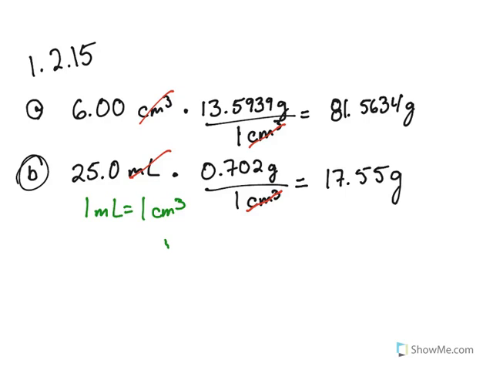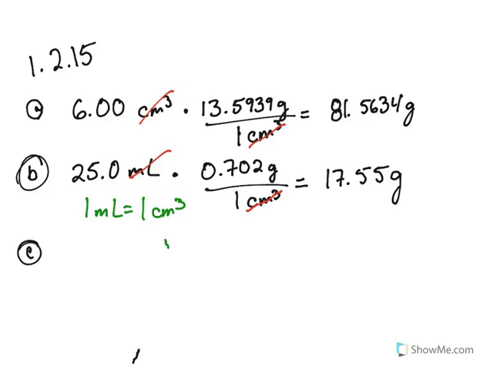Now, with both of these questions, you can stop and ask yourself, what you should be doing with all these problems, does my answer make sense? And in this case, having more grams than I had cubic centimeters of mercury makes total sense because the density is very large. The same is true for the octane, where I have 25 milliliters but only wind up with 17 grams. That makes sense because the density is less than 1. So it should be less than a 1-to-1 ratio of those two things together.